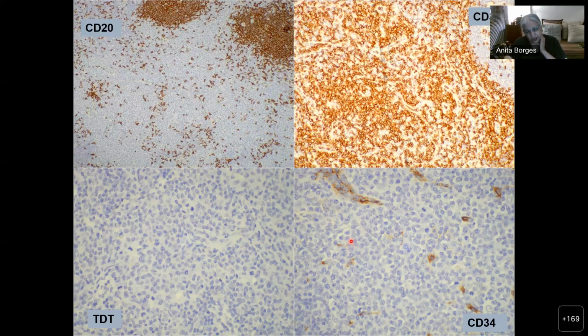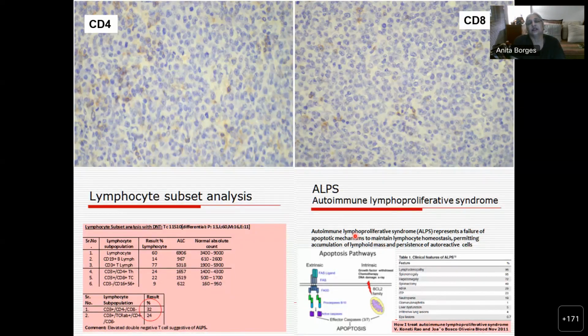Young person, a young child, 10 months old, hepatosplenomegaly, diffuse proliferation of T cells in between reactive follicles, and very, very mitotically active, no TDT, no CD34. And then when you want to find out what these lymphocytes are, the T cells are neither CD4 nor CD8. So they are double negative T cells, okay?